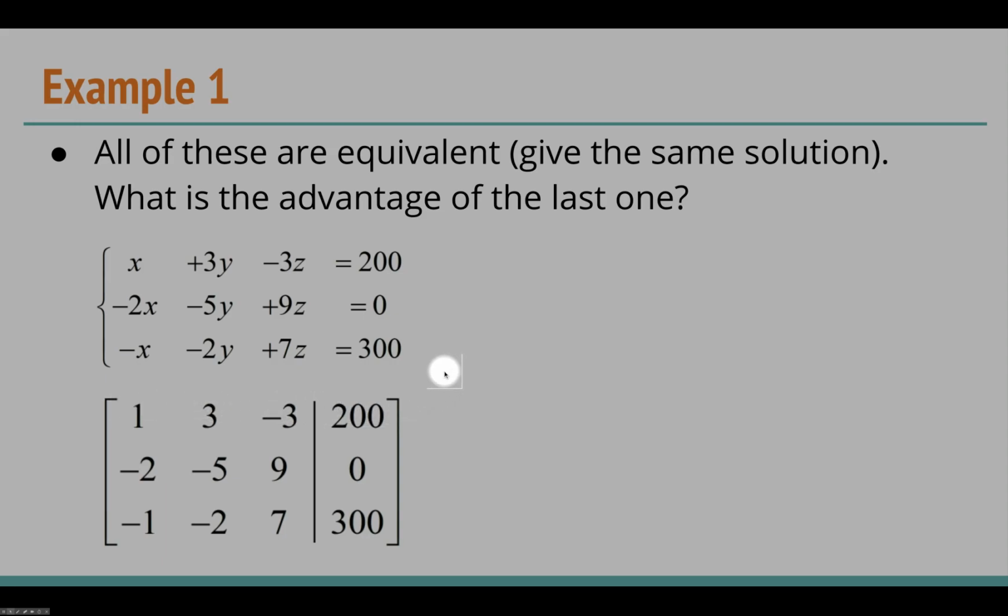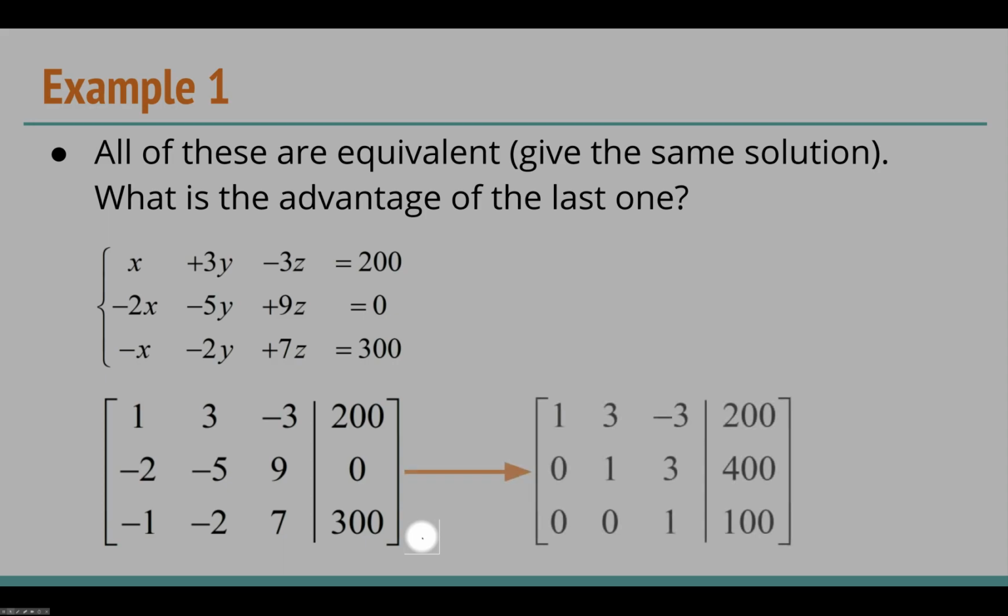Now I'm going to do something that I'm not going to explain quite yet, but I'm just going to make the claim that this matrix is equivalent. In other words, it gives the same solution as this one. So what you'll notice here is that the first row in this matrix is exactly the same as the one before it. But the second row and the third row are completely different.